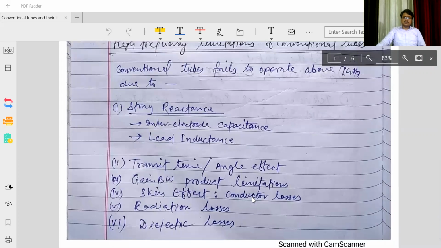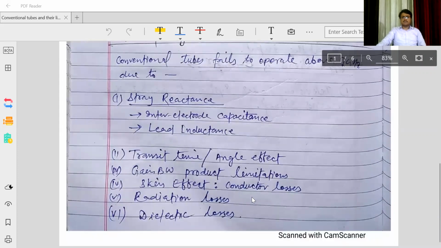Mainly there are six limitations of the vacuum tube. Conventional tubes fail to operate above 1 gigahertz. The microwave frequency starts from 1 gigahertz, so at 1 gigahertz and above, these tubes will not work, and there are six reasons behind it.